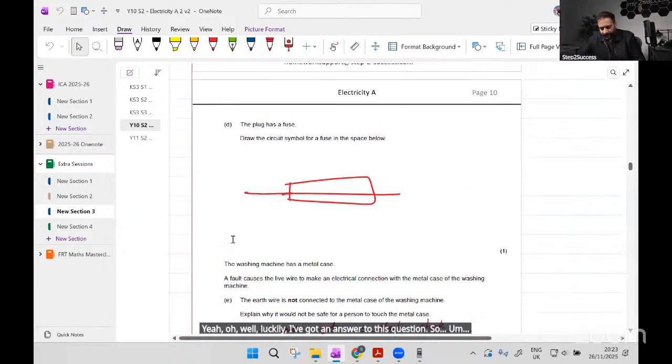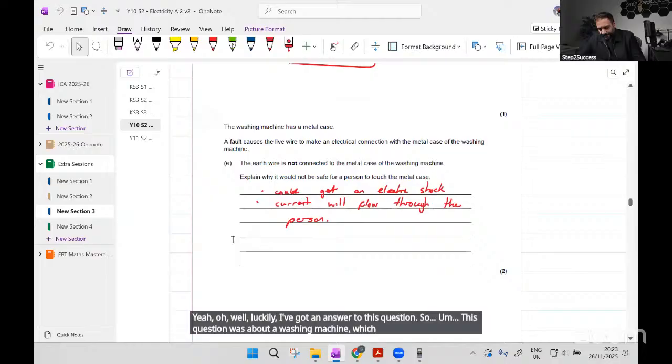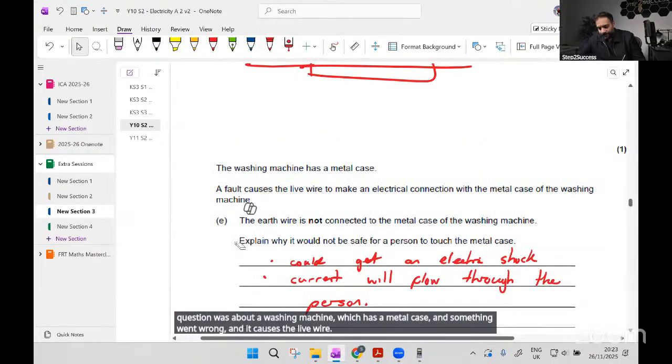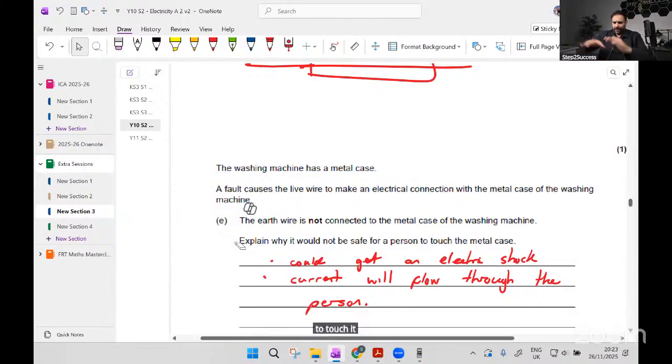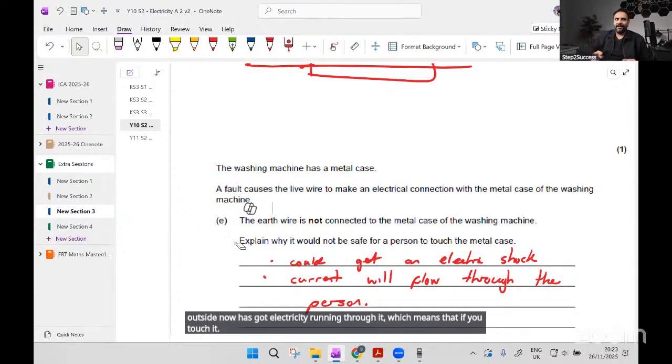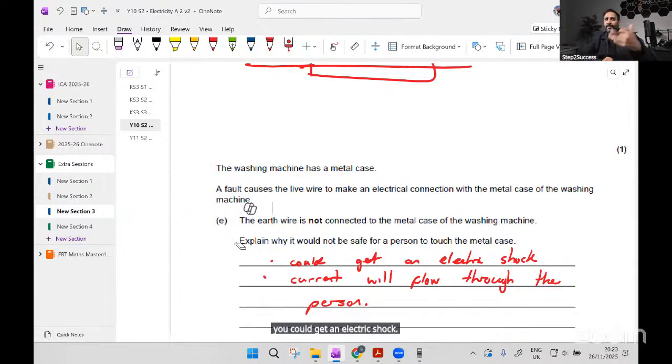This question was about a washing machine, which has a metal case, and something went wrong and it causes the live wire to touch it. Which means that your metal case on the outside now has electricity running through it, which means that if you touch it, you could get an electric shock. And that's part of the answer, actually.